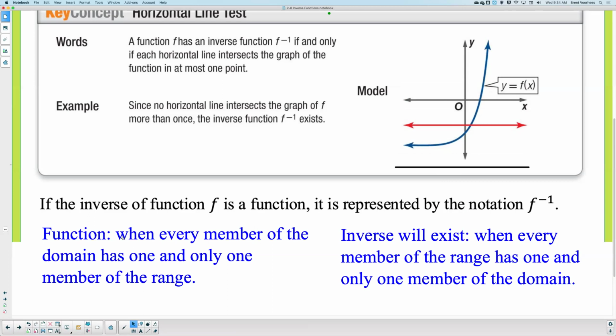Just as in Algebra 1, this is the definition you needed to know for a function. For pre-calc, this is the definition you need to know for an inverse. That's that every member of the range has one and only one member of the domain. That's the definition you need to know.